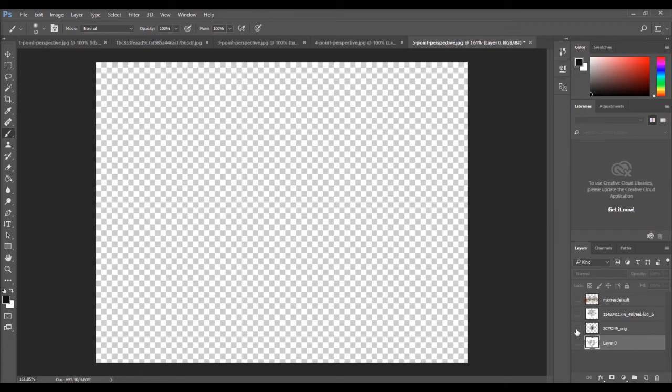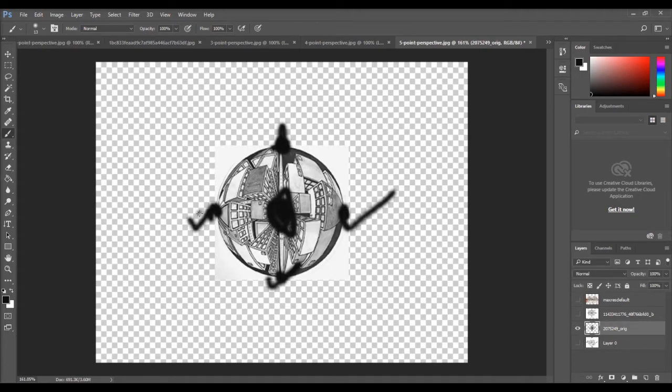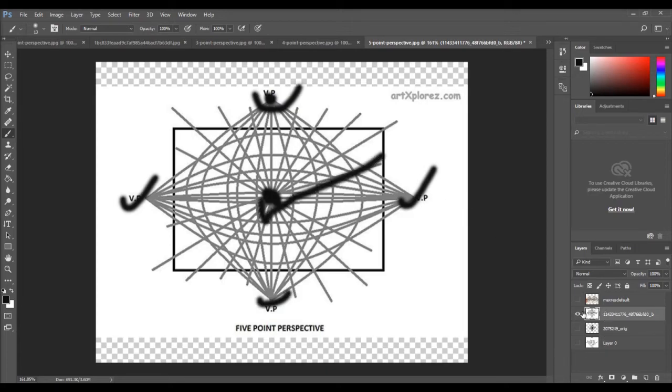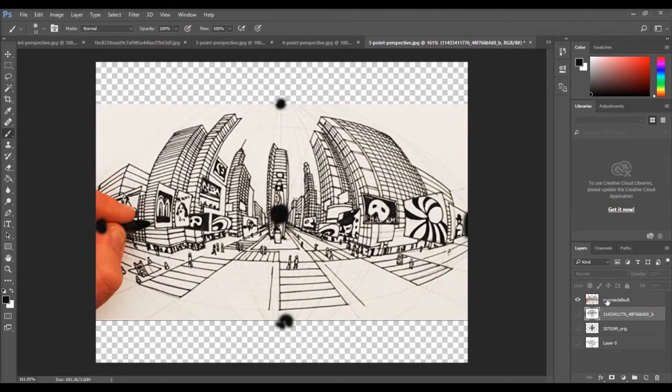Let's see another example. Here you can see vanishing point 1, 2, 3, 4, and the 5th one is in the center. It's called 5-point perspective. Same thing here, vanishing points 1, 2, 3, 4, and 5.